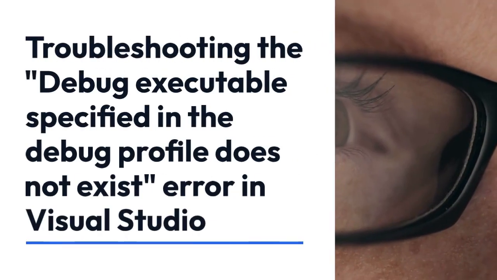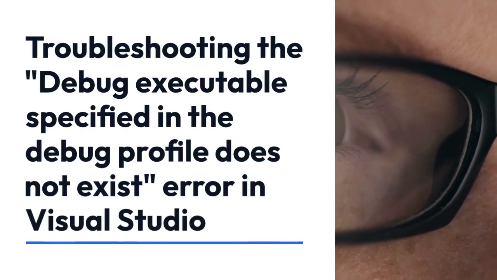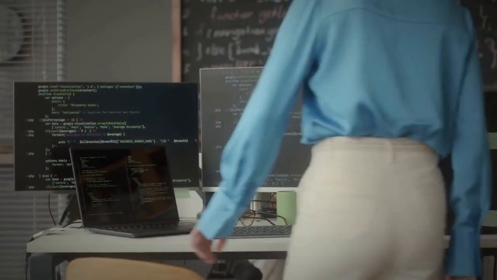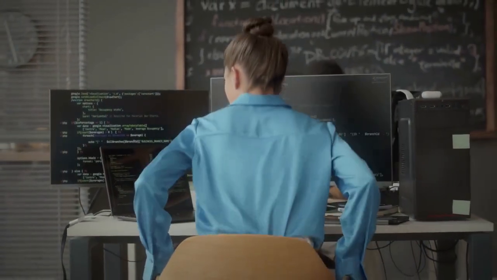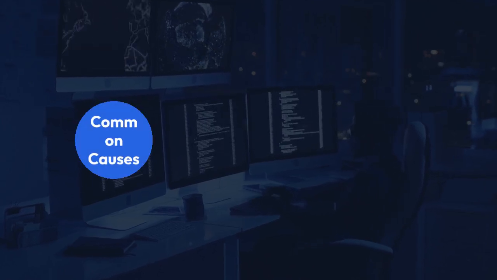Let's troubleshoot the "debug executable specified in the debug profile does not exist" error in Visual Studio. This frustrating message pops up when Visual Studio can't find the program it's supposed to run for debugging. Here's a breakdown of common causes and how to fix them.